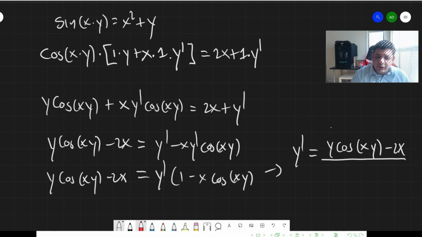So when we're working with tangent lines, we're going to need both the value of x and y. So if we're going to find a tangent line in here, I better have the values of both x and y.